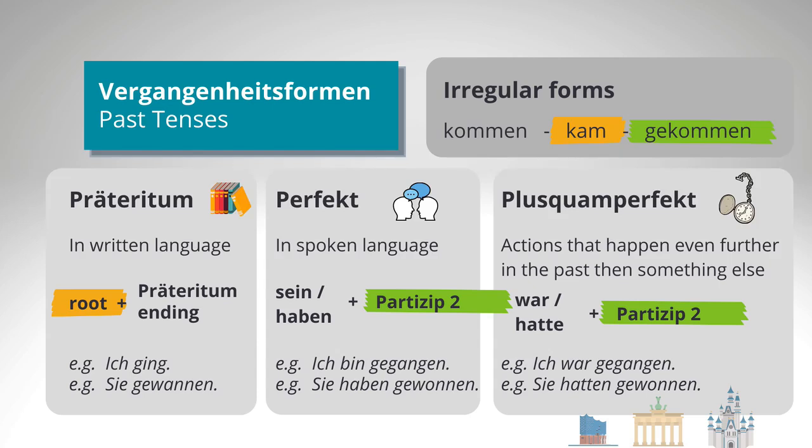1, they are only half of the amount of the past tenses that we have in English, so 3 instead of 6. 2. The perfect is the most used one and it's used in spoken language, while the Präteritum is mainly used in written language, and the plusquamperfekt is only used for actions that happen even further in the past than something else. And 3. Their formation is actually pretty close to English, but there is a difference, because German verbs need to be conjugated, just like sein and haben, our auxiliary verbs, need to be conjugated.